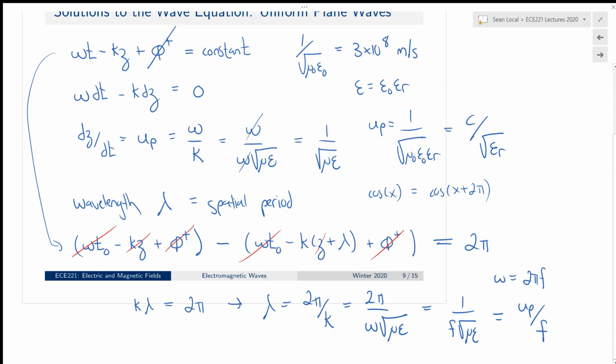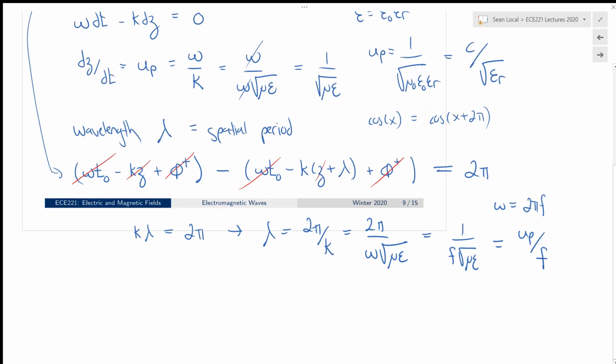And perhaps you've seen this more familiar relation between wavelength and frequency in physics courses. The product of wavelength and frequency is the phase velocity, or if we're in a vacuum, the product of wavelength and frequency is the speed of light.